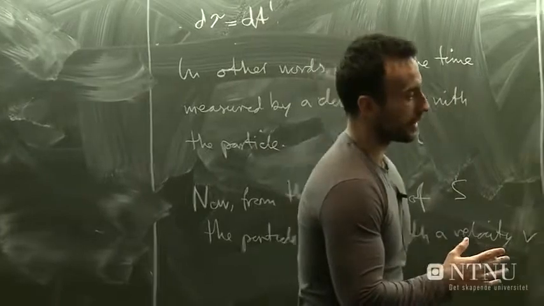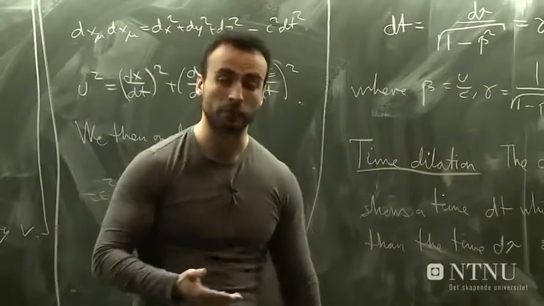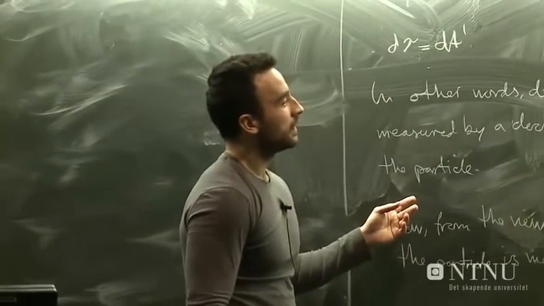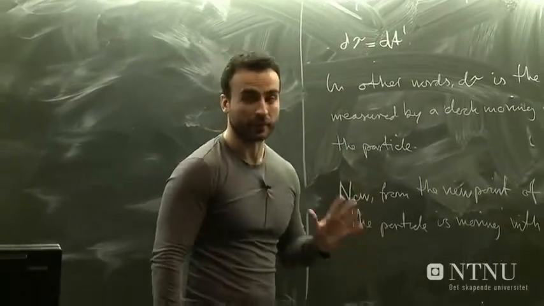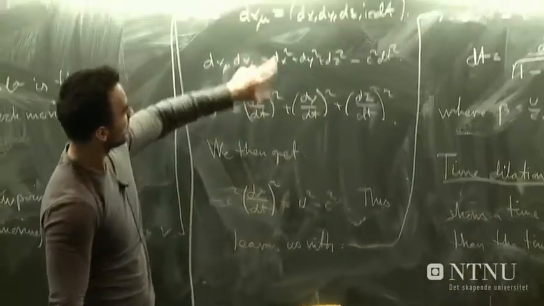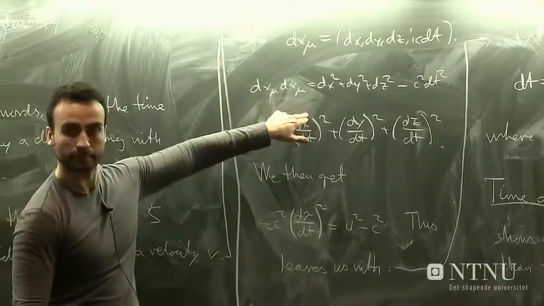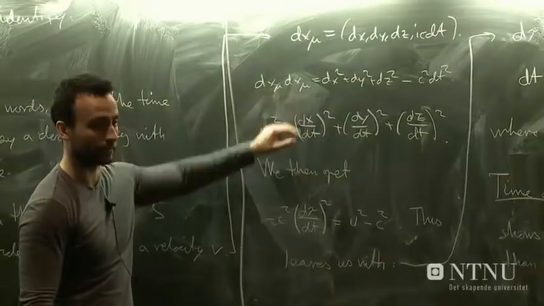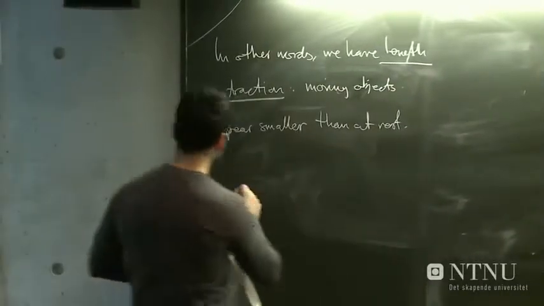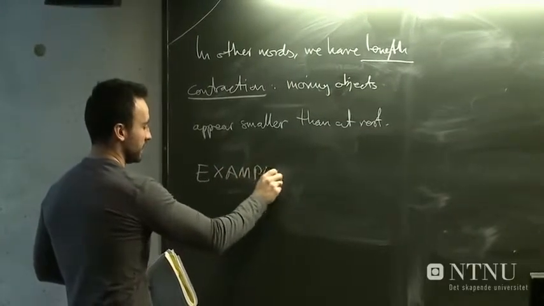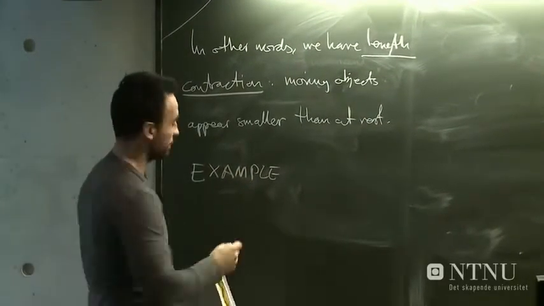So both of these phenomena, time dilation and length contraction, we have now derived using the Lorentz invariance of this product here. But this has to be a Lorentz invariant quantity. And so they follow directly from this. Now, to see how this works in practice, we'll have a look at a couple of examples.